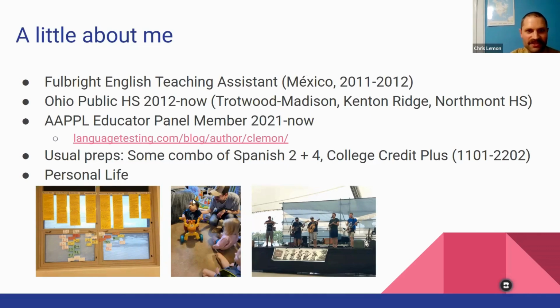And yeah, there's my little daughter. She's almost a year and a half now. Time goes fast. And there's me playing the banjo. So that's a little bit about me.